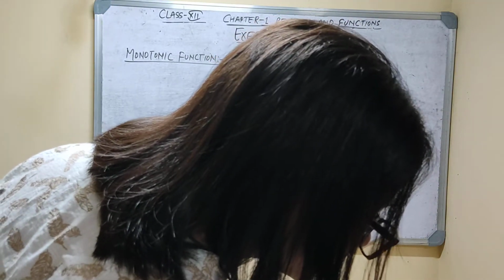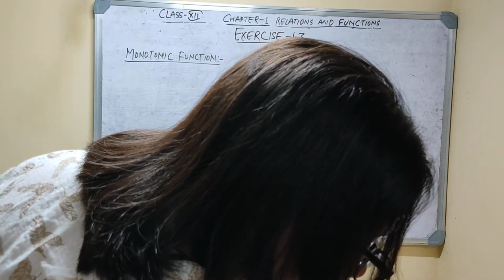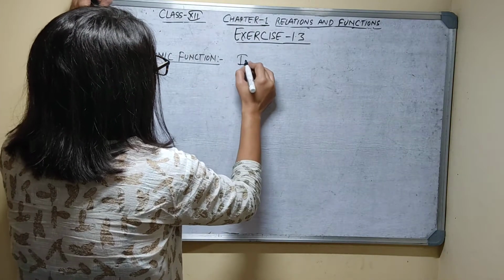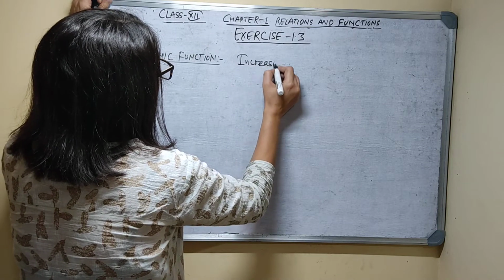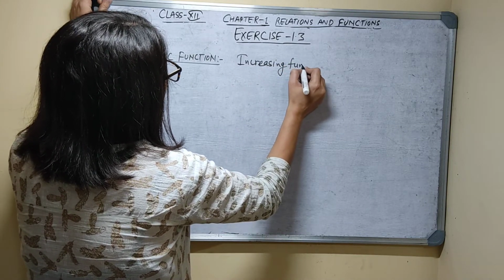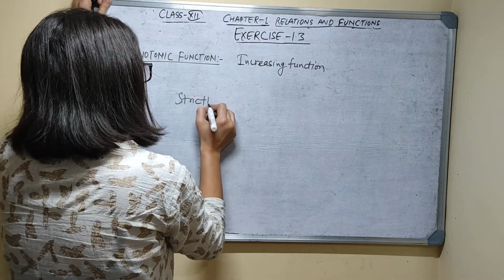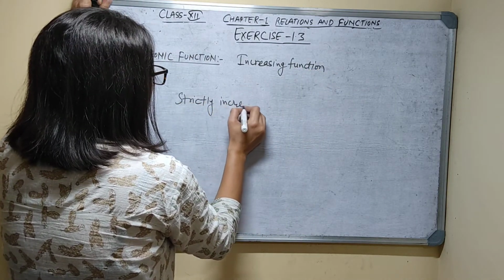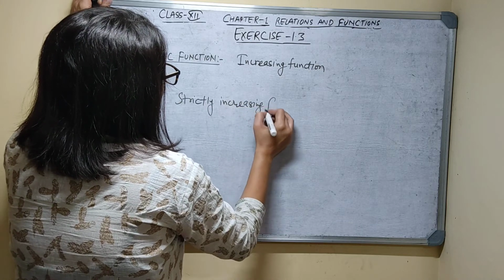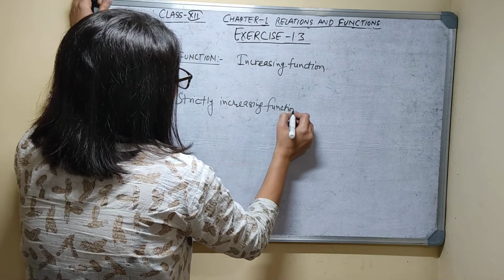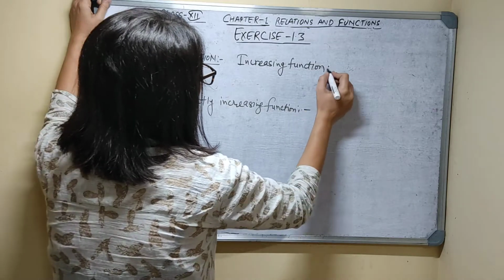Four types of monotonic functions we will learn in this: increasing function, strictly increasing function. First I am telling increasing function, strictly increasing function. What do you mean by increasing function and strictly increasing function?